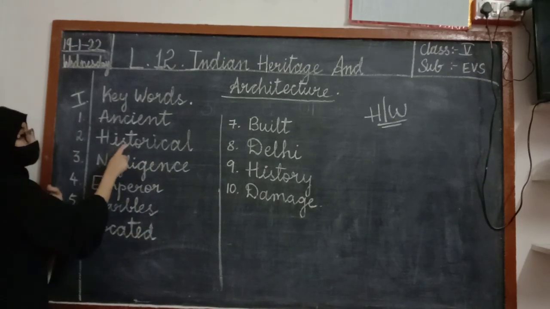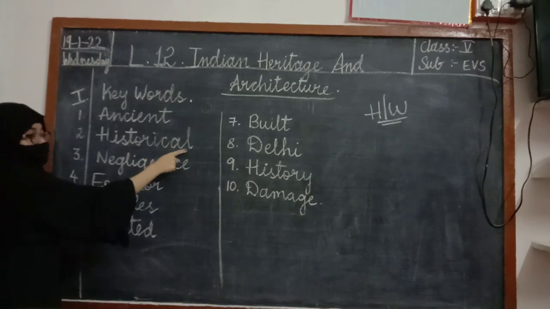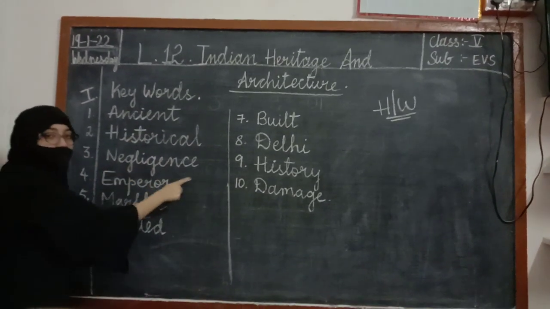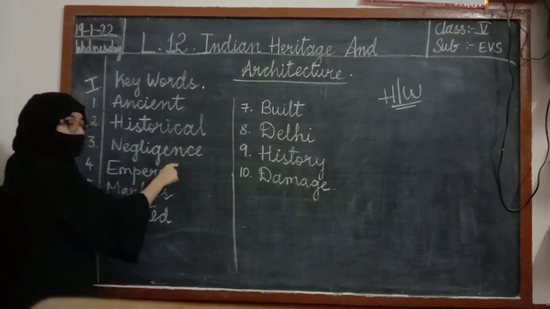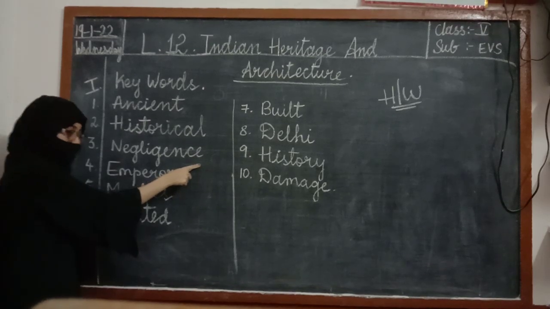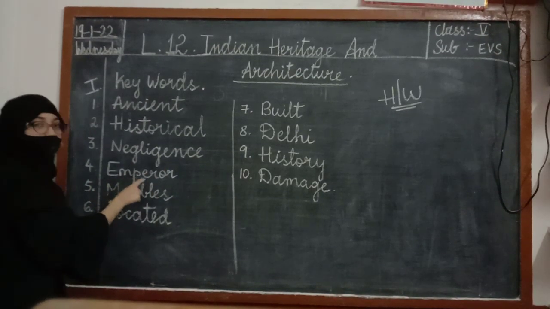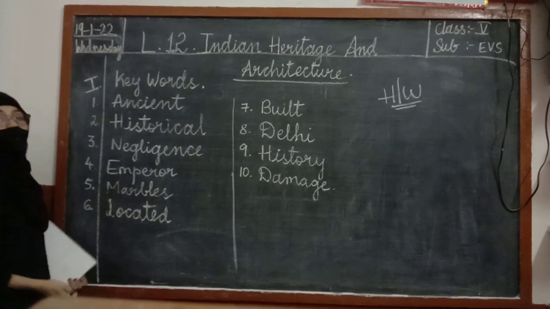Number two, Historical. H-I-S-T-O-R-I-C-A-L. Historical. Number three, Negligence. N-E-G-L-I-G-E-N-C-E. Negligence. Number four, Emperor. E-M-P-E-R-O-R. Emperor.